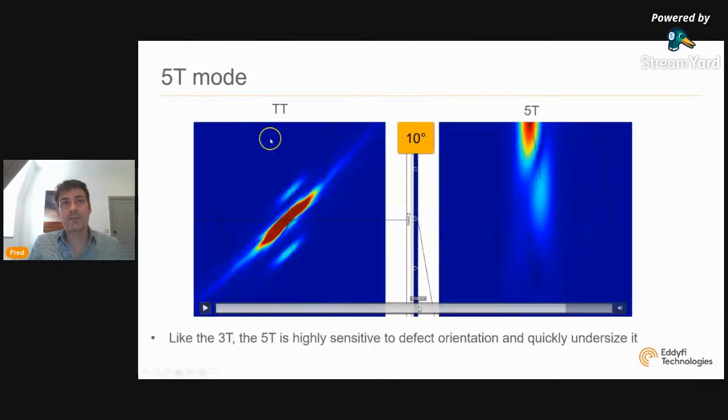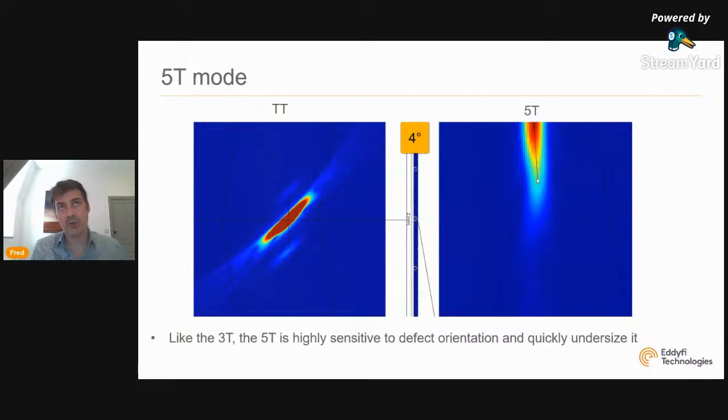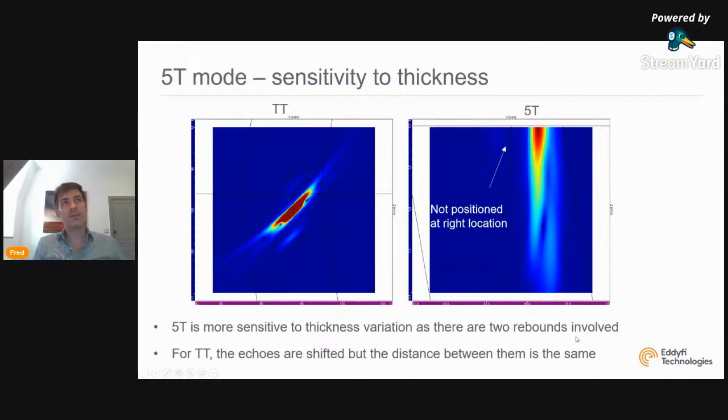So we see that it is the same way as the 3T. Quickly, even at 4 degrees, we lose amplitude here, and we are not sizing our defect properly. So the error is the same as the 3T before. I'm not going to put it here. But okay. So now let's look at the sensitivity of the 5T on thickness measurement. And I'm going to use the same mistake I made before. Instead of 50, I'm going to put 49mm.